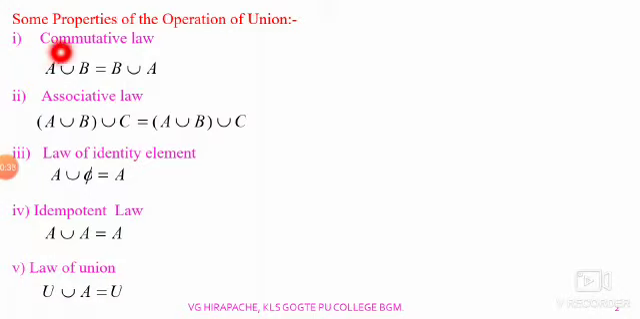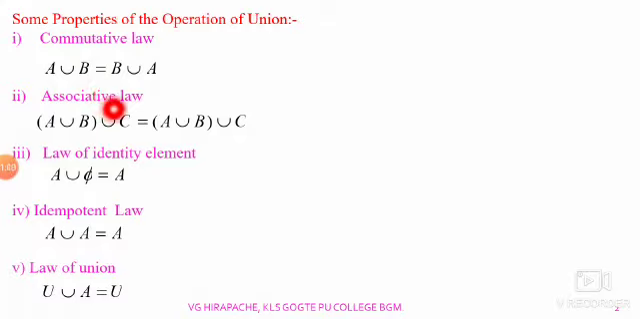Commutative law. To define the commutative law, one should have two sets. Let A and B be the two sets. Therefore, A union B is always equal to B union A. Such law is called the commutative law. The union means the elements belonging to both the sets.